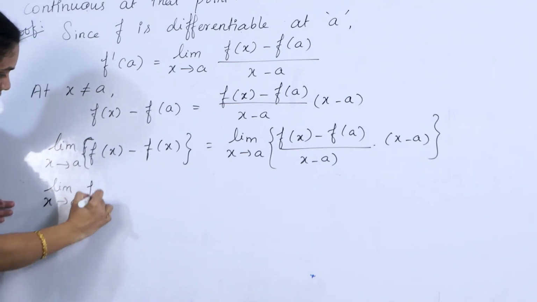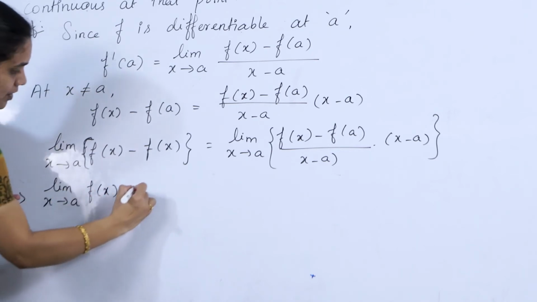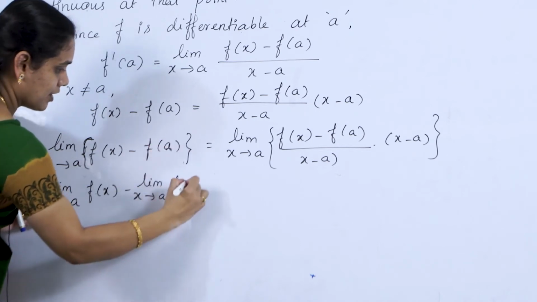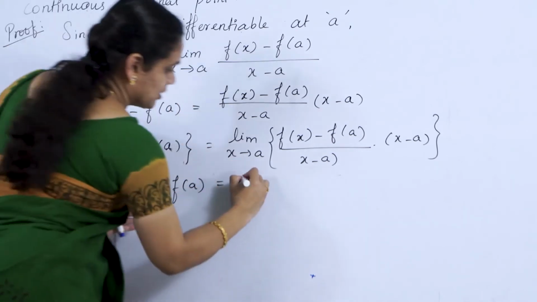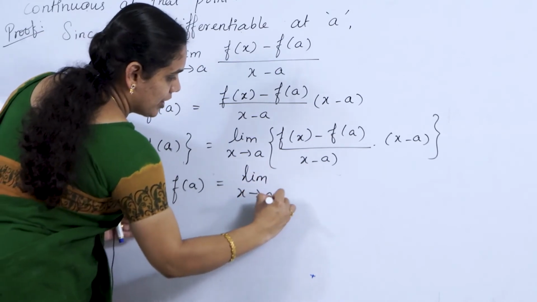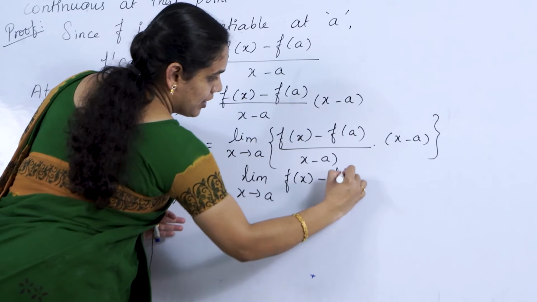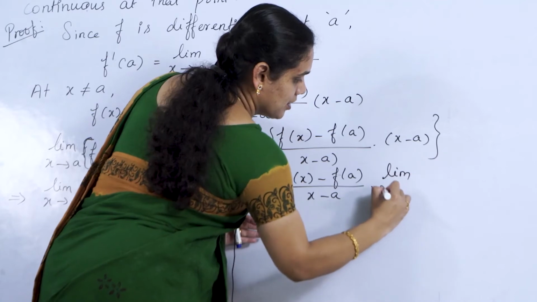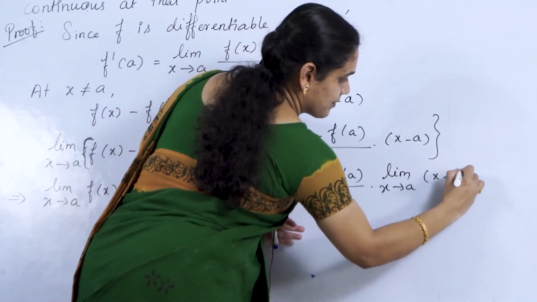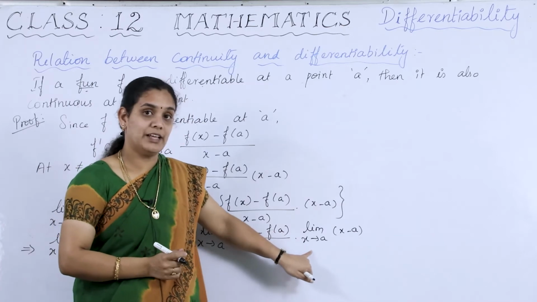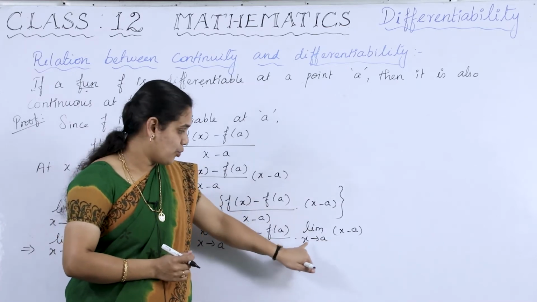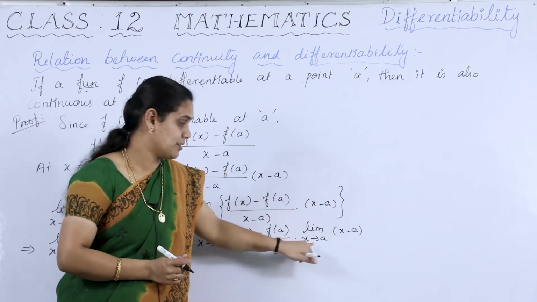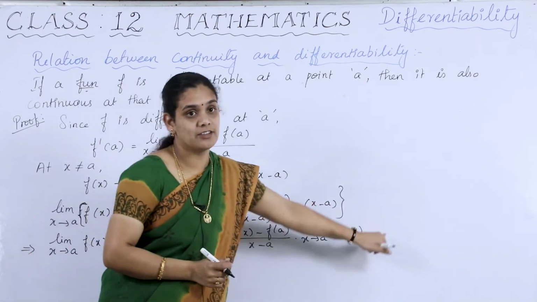When you apply the algebra, we can apply the limit separately. Limit x tends to a of f(x) minus limit x tends to a of f(a) gives us limit x tends to a of (f(x) minus f(a)) by (x minus a) into limit x tends to a of (x minus a). Now how do we apply the limit? The first method is direct substitution, isn't it? When x is approaching a, we can replace x with a. So a minus a becomes 0. So automatically the right hand side will become 0.